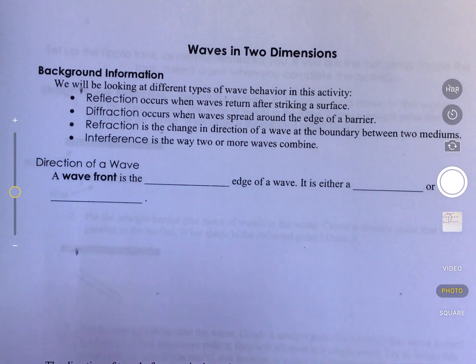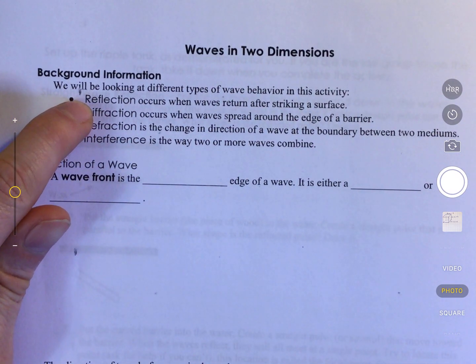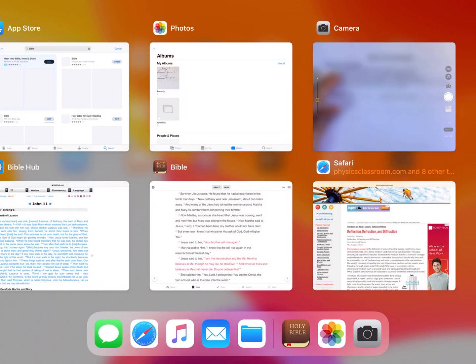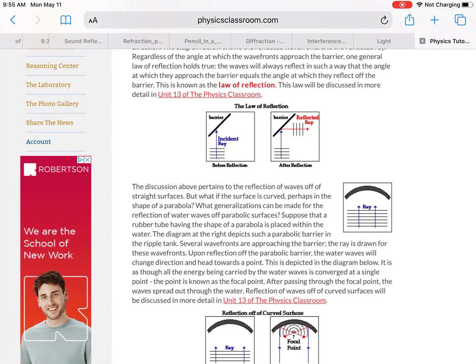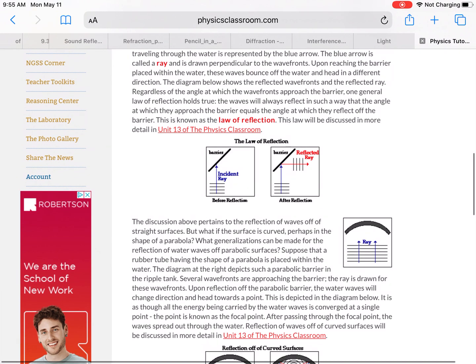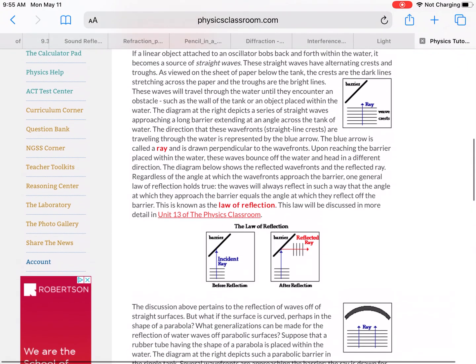Okay, so let's look at the reflection. To show you the reflection, I will show you this image here. This is from physicsclassroom.com. A good site for anything concerning waves. So if you're able to, you should check it out. You can read through it if you want to.